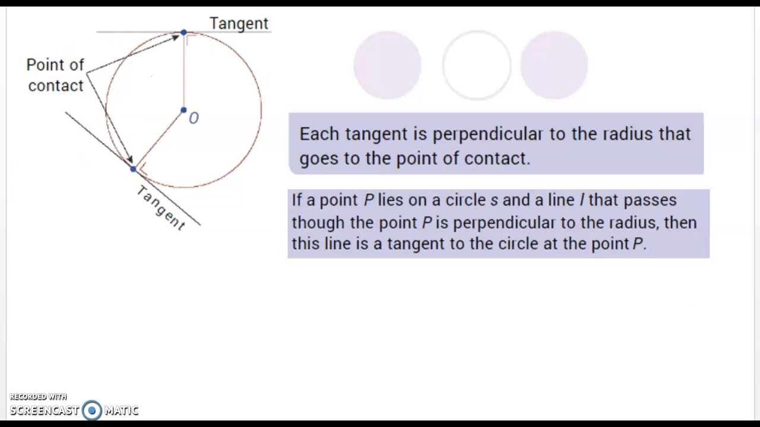Moving on to tangents. The characteristic that you have to remember here is that a tangent is always perpendicular to the radius at the point of contact. So if you have your radius here, your tangent forms a 90-degree angle. Same here. You have a tangent and a radius, and that's always a 90-degree angle formed there. Always.